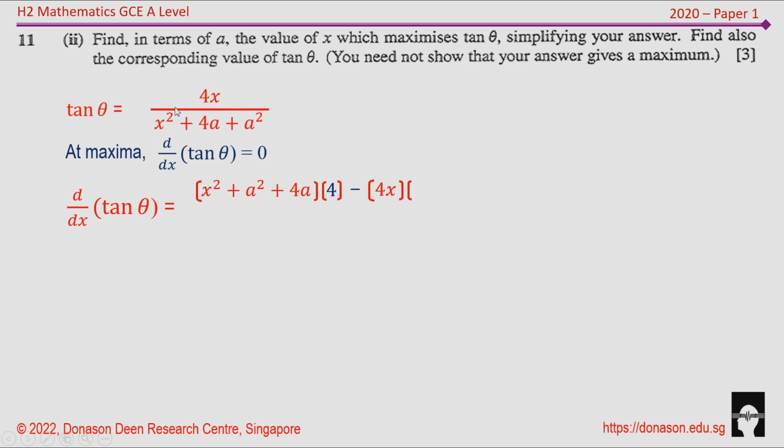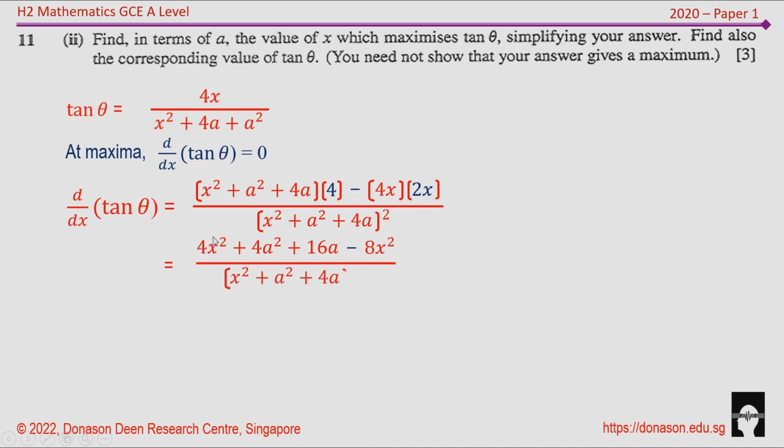Of course the only term with the x is the x squared term. So if I differentiate x squared, it's simply going to become 2x, and thereafter we just copy down the denominator and put a square, so that is your v squared. Now let us simplify the numerator. 4 times x squared is 4x squared, 4 times a squared is 4a squared, 4 times 4a is 16a. I've expanded this, and here I've got a 4x and a 2x. 4 times 2 is 8, and x times x is x squared. So on the numerator we have 4x squared minus 8x squared, which in the next step we're going to reduce to minus 4x squared. The denominator is still the same, so I didn't touch the denominator.